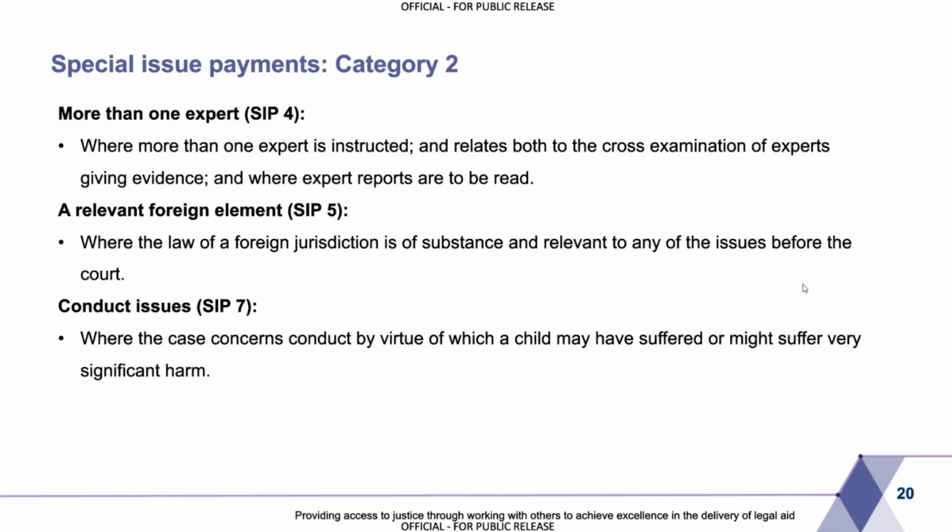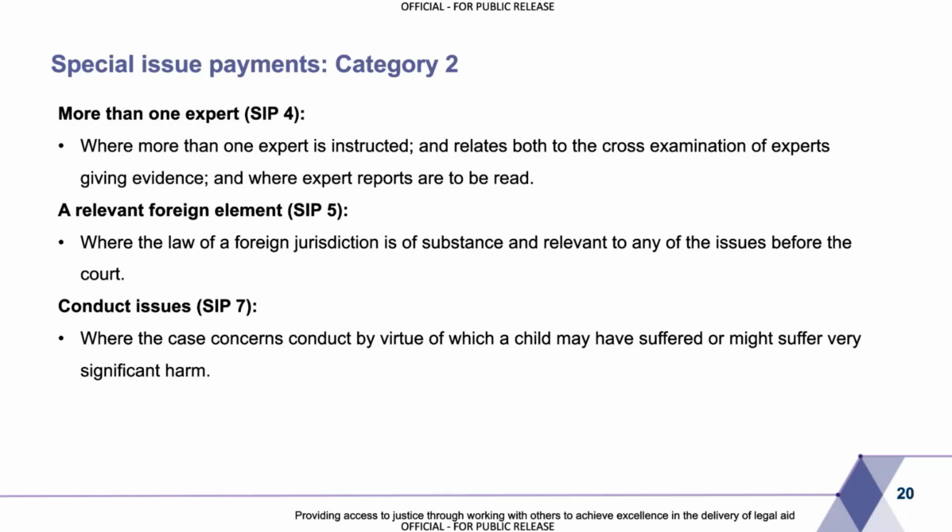So the SIPs are special issue payments that are applicable under category 2. SIP number 4 is applicable for more than one expert. So this is applicable where more than one expert is instructed, and this will relate to both the cross-examination of experts giving evidence and/or where expert reports are to be read. SIP number 5 is applicable where there's a relevant foreign element. So this is where the law of a foreign jurisdiction is of substance and relevant to any of the issues before the court.